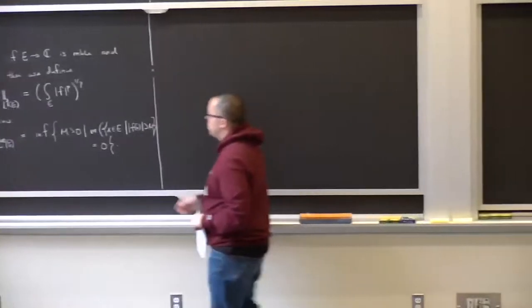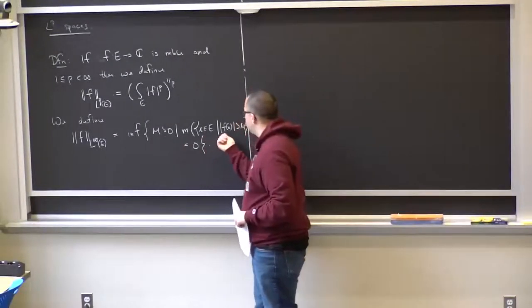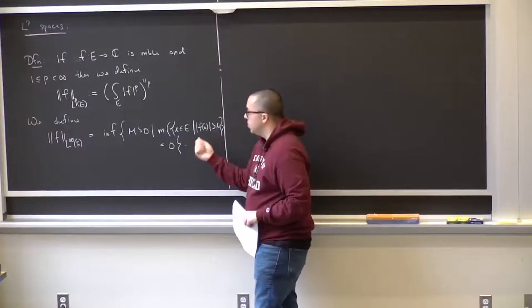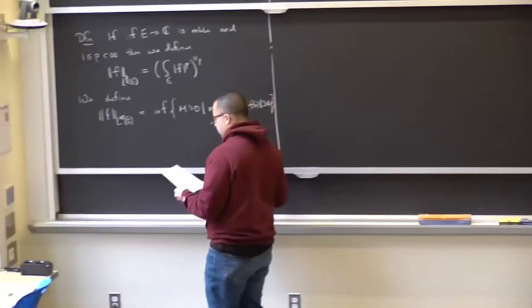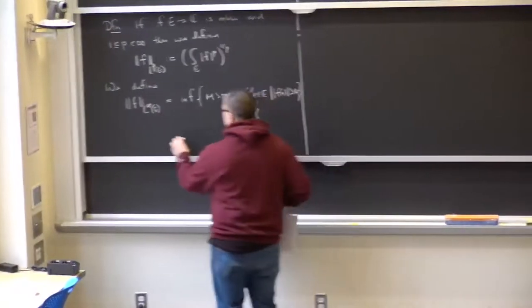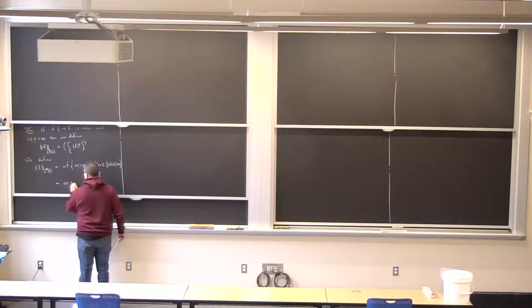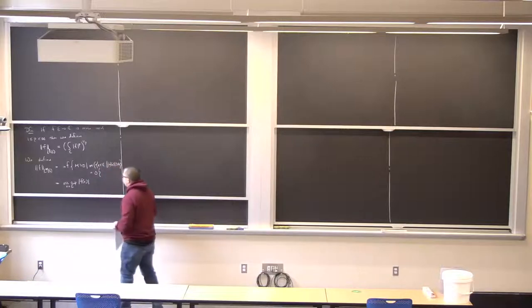So what does it mean for M to be in this set? This means that |f(x)| is less than or equal to M almost everywhere. And then I take the minimum of all such almost everywhere upper bounds. And this is usually referred to as what is called the essential supremum of |f(x)|.